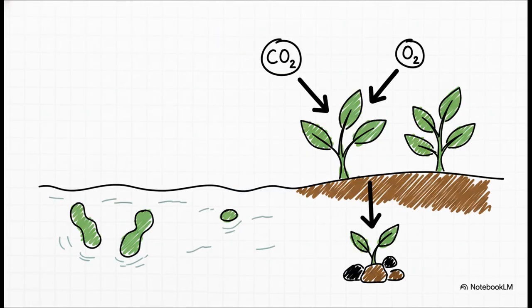But wait, the story's not over. Now, life enters the scene. Algae and plants start to evolve. And what do they do? They start photosynthesizing. They breathe in that carbon dioxide and, this is the critical part, they release oxygen. This is what gave us the air we breathe today. Plus, even more carbon got locked away in these living things, eventually becoming our fossil fuels.